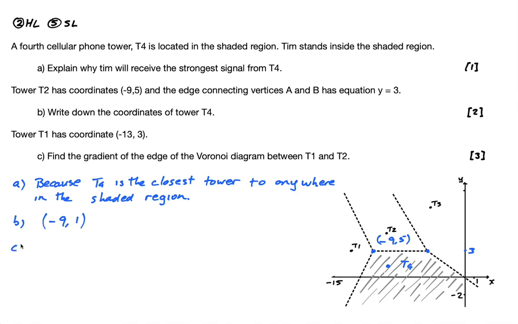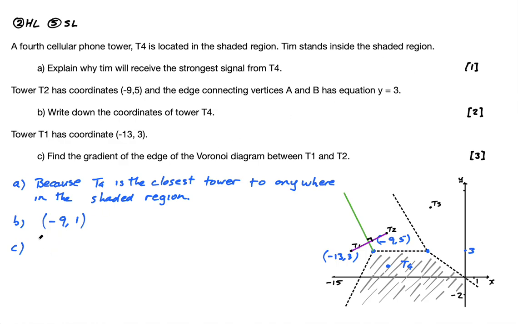Then finally, tower T1 has coordinate -13, 3. Find the gradient of the edge of the Voronoi diagram between T1 and T2, right? So what they're looking for here, guys, is the gradient of this line here. Now, how do we do it? Well, we get the gradient of this line, and we know, because of what a Voronoi diagram is, these are perpendicular. So let's get that gradient first.